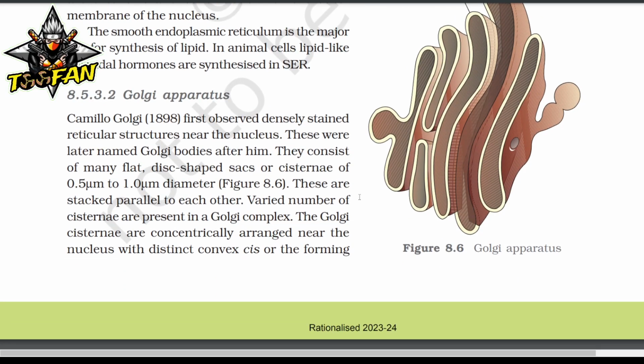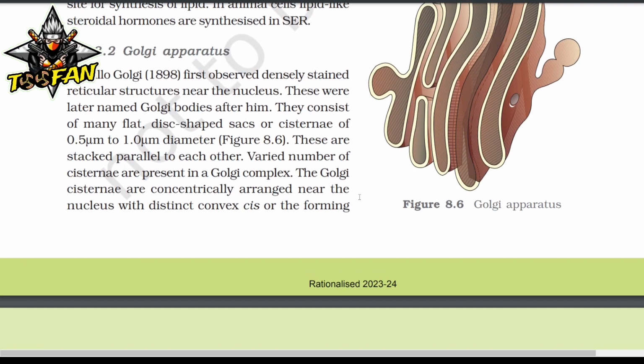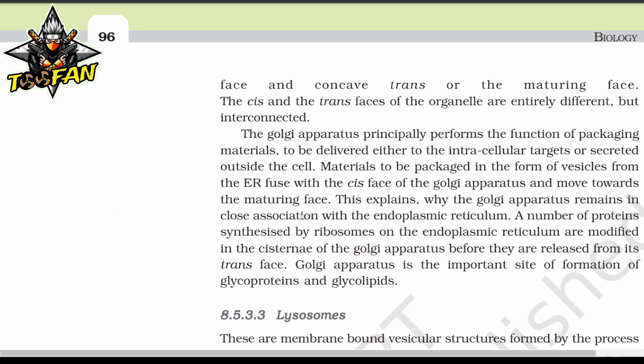Golgi apparatus. Camillo Golgi in 1898 first observed densely stained reticular structures near the nucleus. These were later named Golgi bodies after him. They consist of many flat, disc-shaped sacs or cisternae of 0.5 micrometer to 1 micrometer in diameter. These are stacked parallel to each other. Varied numbers of cisternae are present in the Golgi complex. The Golgi cisternae are concentrically arranged near the nucleus with a distinct convex cis or forming face and a concave trans or maturing face. The cis and trans faces of the organelle are entirely different but interconnected.